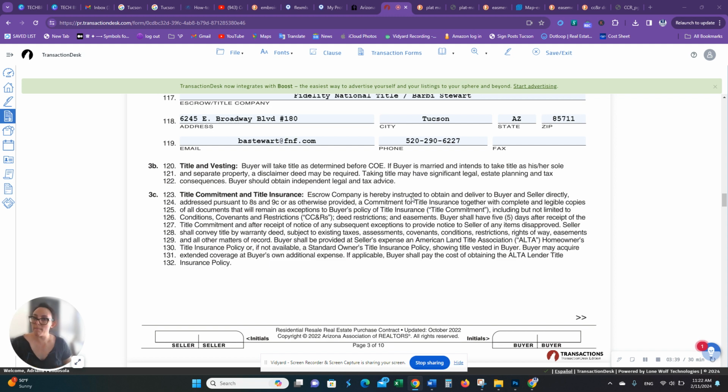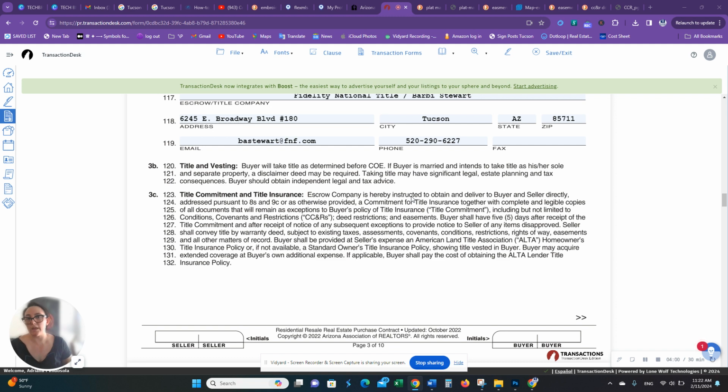Maybe you're not married, but your girlfriend is going to help you pay for the property and you want her to be on title as well. So both of you are going to have to be on the purchase agreement and both of you are going to have to attend closing. You can't just add her on and not have her sign for all of this.